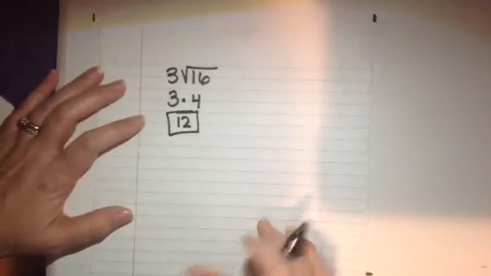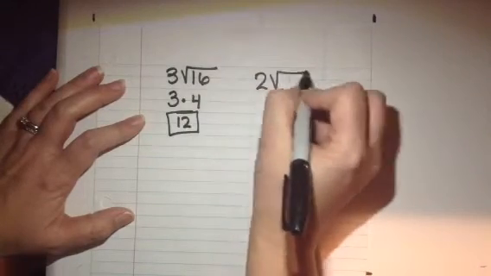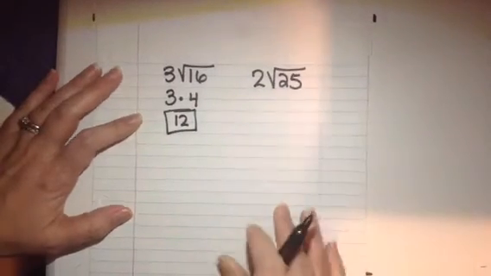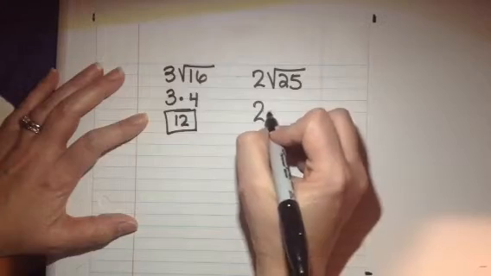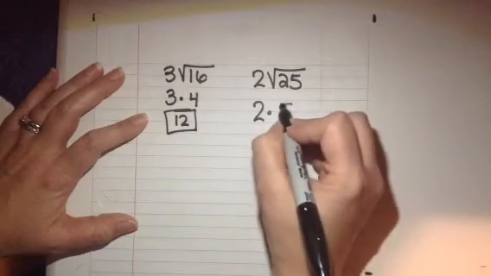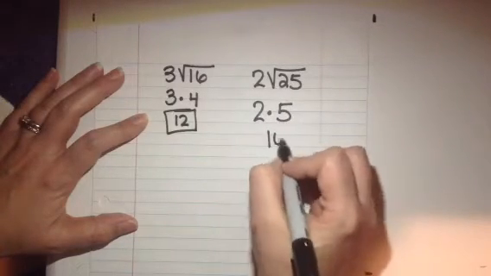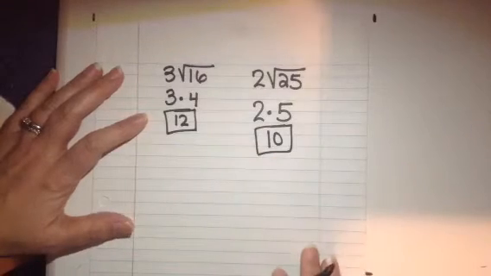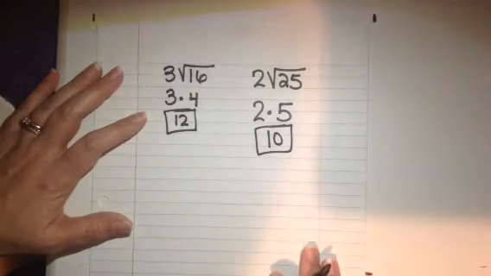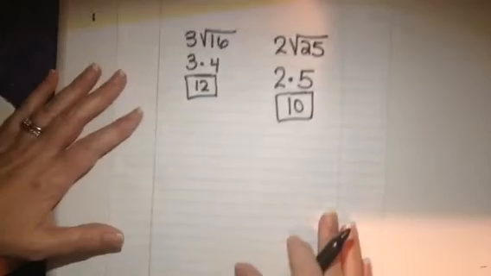Okay, let's do another one like that one. 2 square root of 25. Okay, 2 times the square root of 25, which is a perfect square, which is 5, is 10. So those work out really nice and simple. Now, let's go a little bit further.